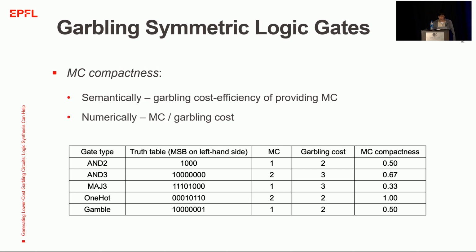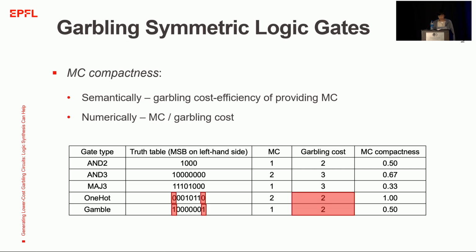We calculate the MC and garbling cost of all five symmetric three-input logic gates. Three-input XOR is not included in this table because its MC is zero. As for the last two types of gates, one-hot outputs one if only one of its three inputs is one, and gamble outputs one when the three inputs are all zero or all ones.